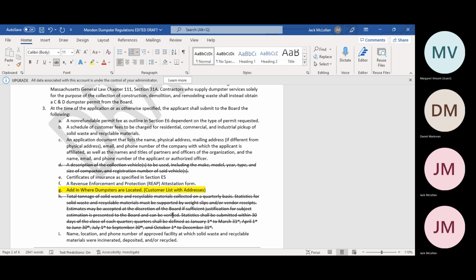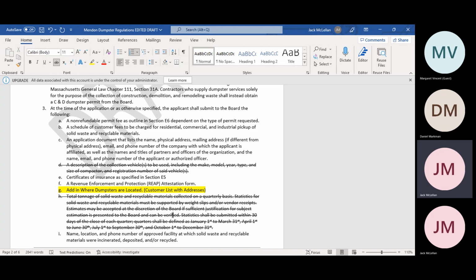Okay, so Dan, let me understand this. Are you suggesting that we add that in place of G? Yeah, you can add it in place of D if you'd like, or G. Either one. They'll end up getting re-lettered if we eliminate some of them. So we're going to take the same requirement that we have in our trash hauler and list it here as part of the requirement, so that it's also in our dumpster regulations. They only have to provide it to us once.